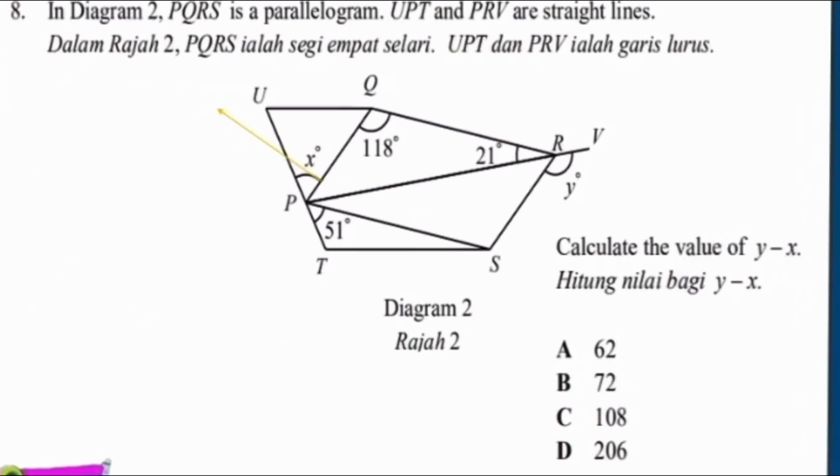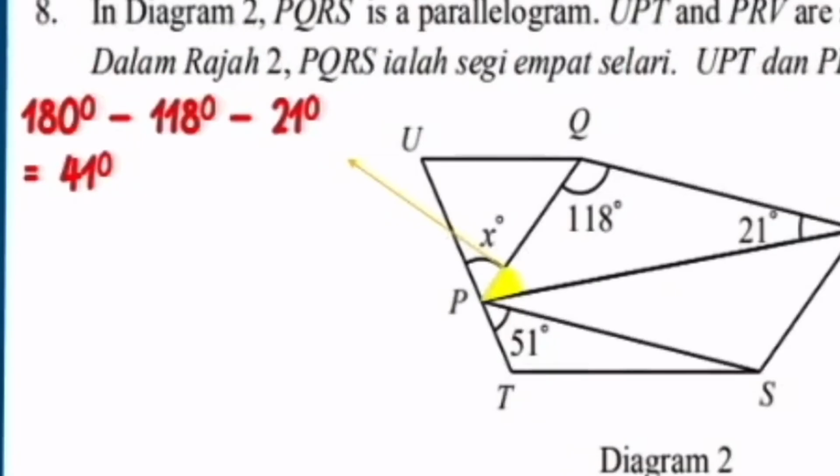For this one, in diagram 2, PQRS is a parallelogram. UPT and PRV are straight lines. Alright, so can you see the yellow angle there? This yellow angle is 180 degrees minus 118 minus 21. Okay, I'm going to show you clearly. 180 minus 118 minus 21. So you will get 41 degrees for the yellow angle. So you label there 41 degrees, right?